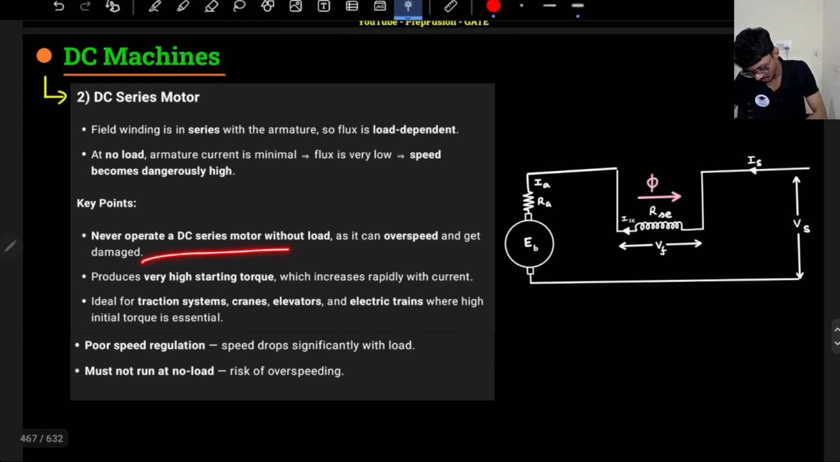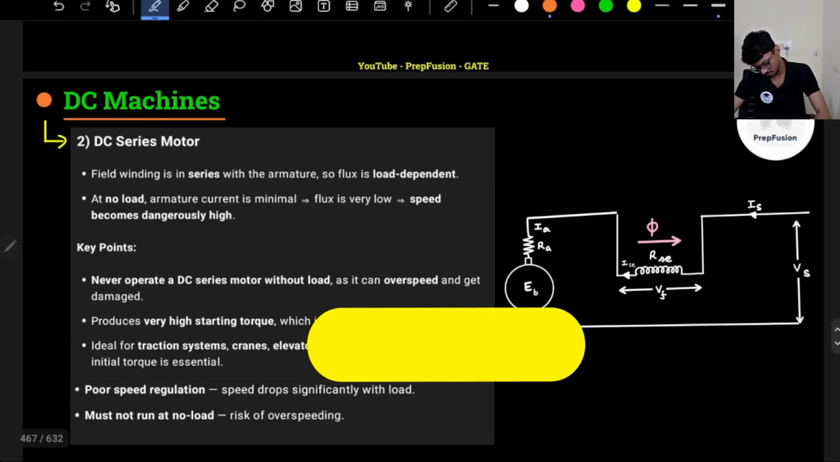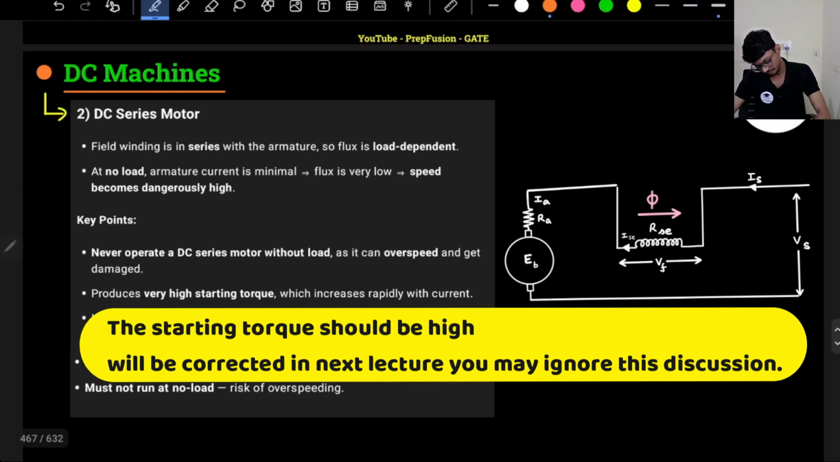So we never operate DC series motor without load because it will run at very high speed that can damage things near it, right. So produce very high starting torque. Starting torque also will it be very high? Produces very high starting torque. No, right? Because torque is proportional to speed. No, this is wrong. At no load, no.